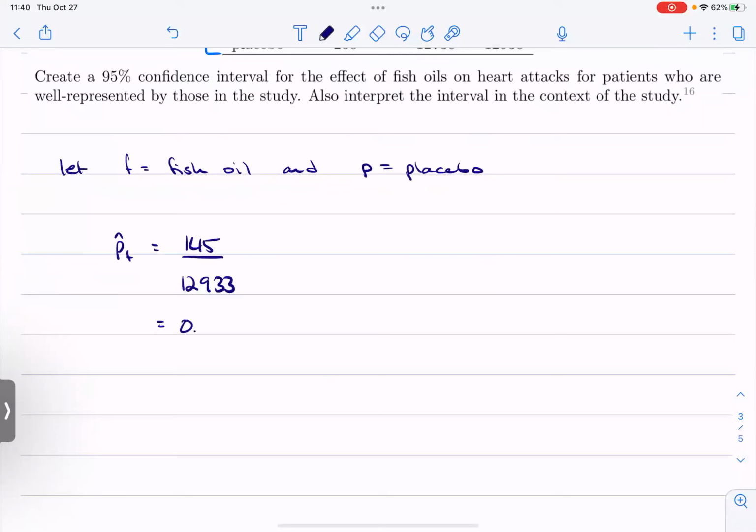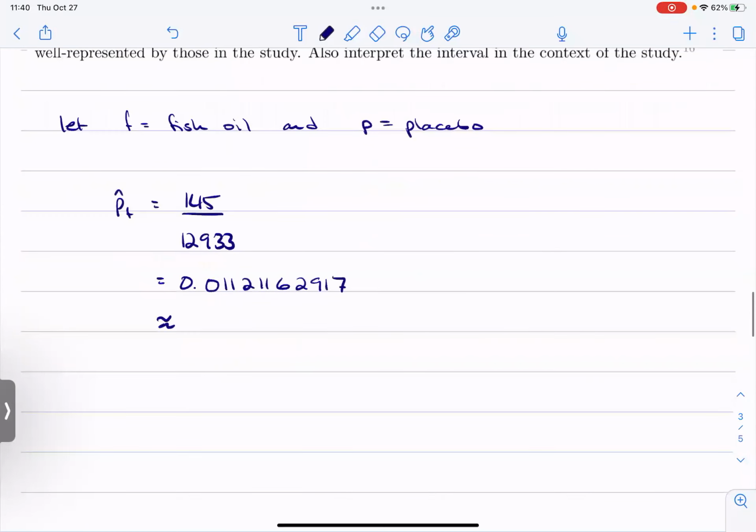So I get 0.01121162917. I'm going to round that to 4 decimal places, 0.0112. And that's my sample proportion in the fish oil group. How about in the placebo group?